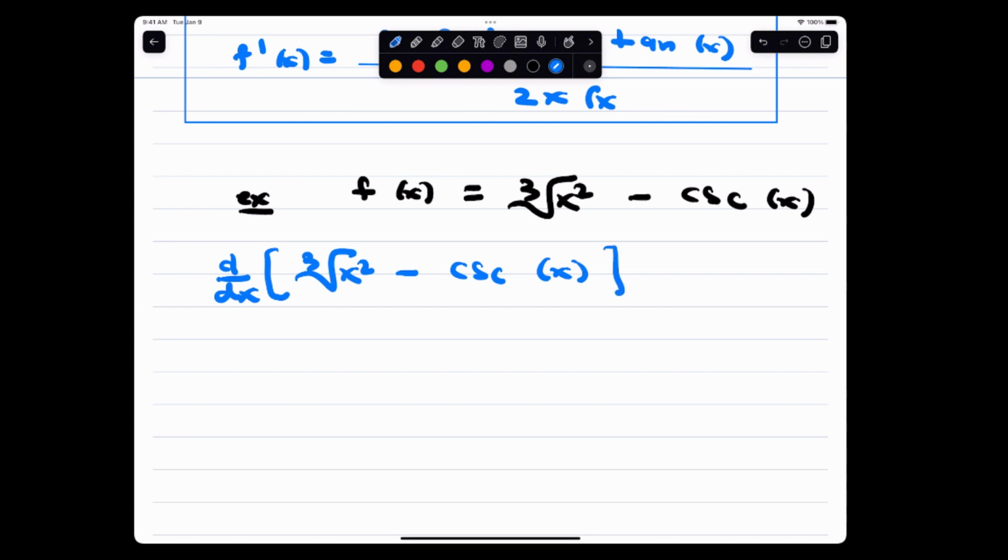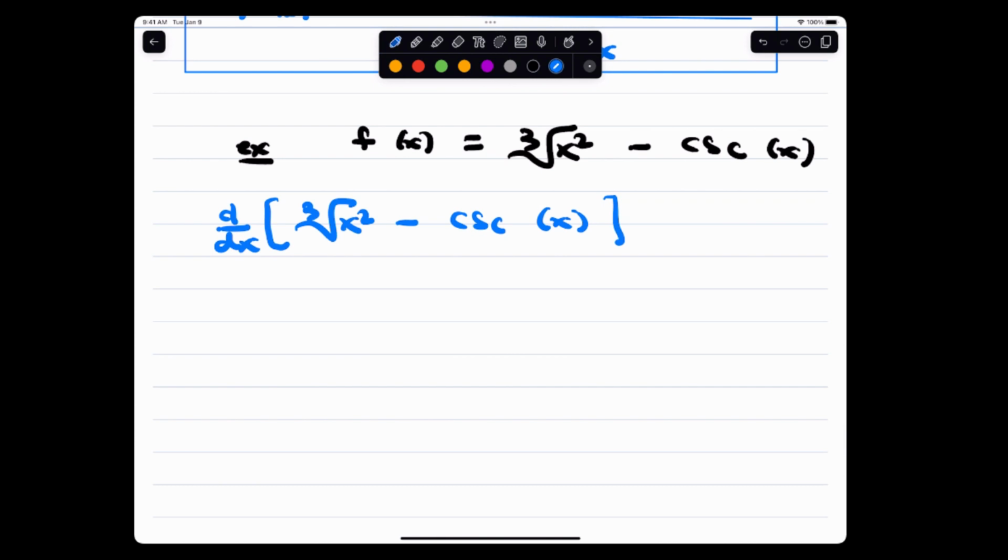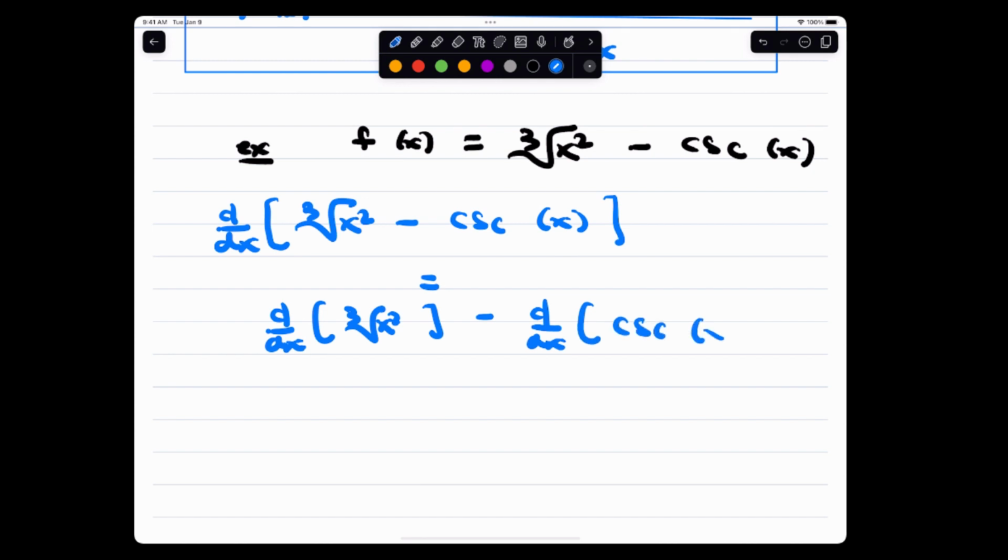Isn't this operator notation? And you're taking the derivative of a difference. What's the derivative of a difference? It's the difference of derivatives. Okay. x to the 2/3 power.